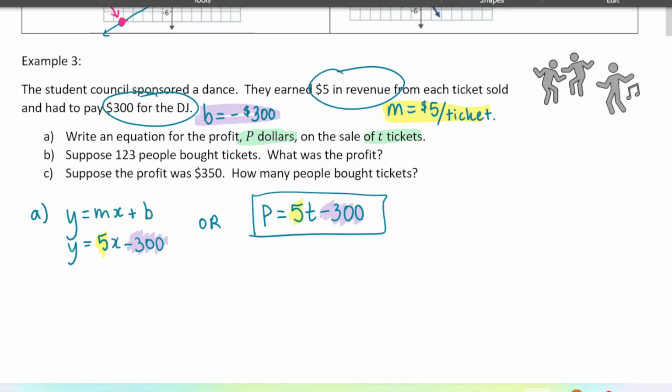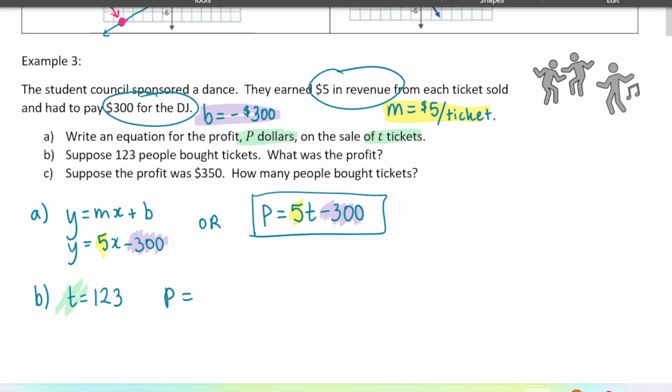Okay, and again, it's minus 300 because we start out with a profit of -$300 because we had to pay for that DJ, and then we have to work our way out of the hole as we sell tickets. Okay, so part B, now we're going to use our equation. It says, suppose 123 people bought tickets. So T would be 123. What is the profit? Well, let's use our equation.